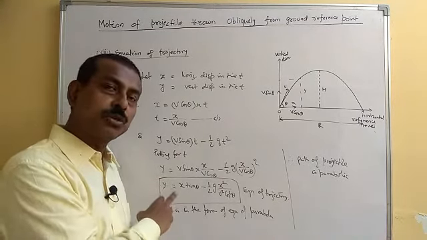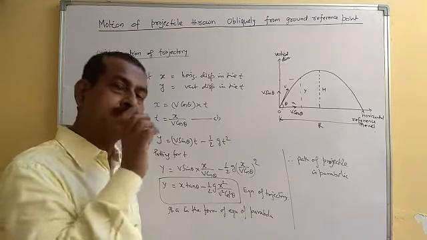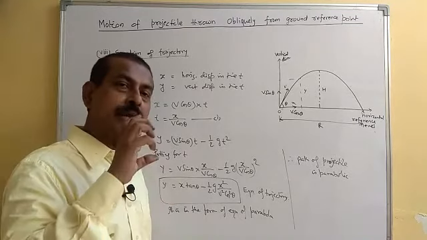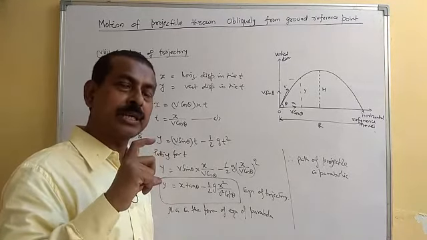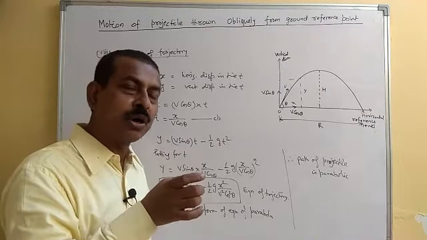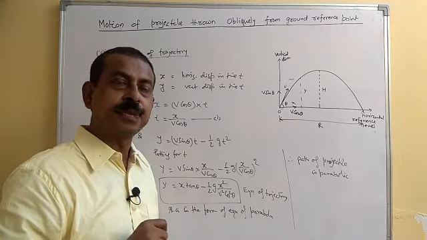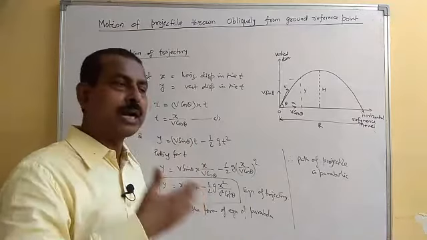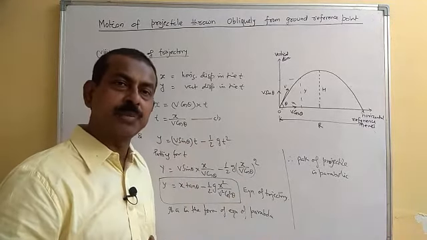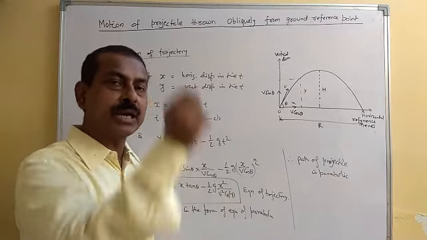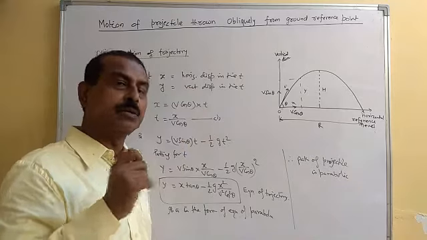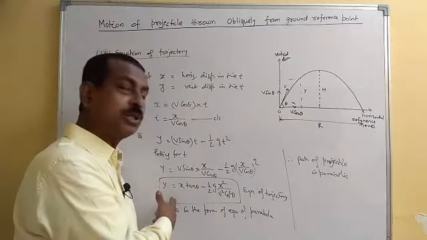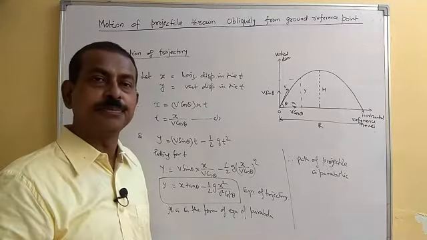The importance of this equation of the trajectory is that it will also give you the expression for the height of the projectile when you know the horizontal displacement. Or suppose you want to know, at this particular horizontal displacement, what is the vertical height reached by the projectile. You can take help of this equation and get that value.